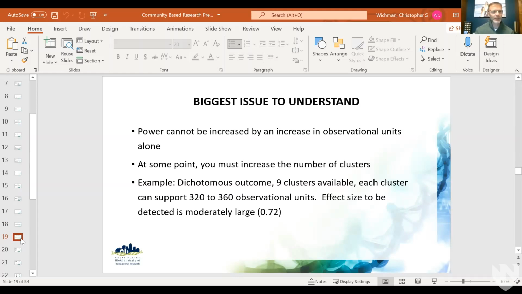So I'm going to give you a quick example. In this case, we have a dichotomous outcome. So it's basically, call it yes, no. We have 9 clusters available. So the desired design is going to utilize 9 clusters. Each cluster has between 320 to 360 subjects or observational units. So we have a little under 400 that we can actually take measurements on. But the effect size to be detected is moderately large. It's 0.72. So if you're familiar with Cohen, 0.2 is small, 0.5 is moderate, and 0.8 is large. So I'm calling this one 0.72 moderately large.